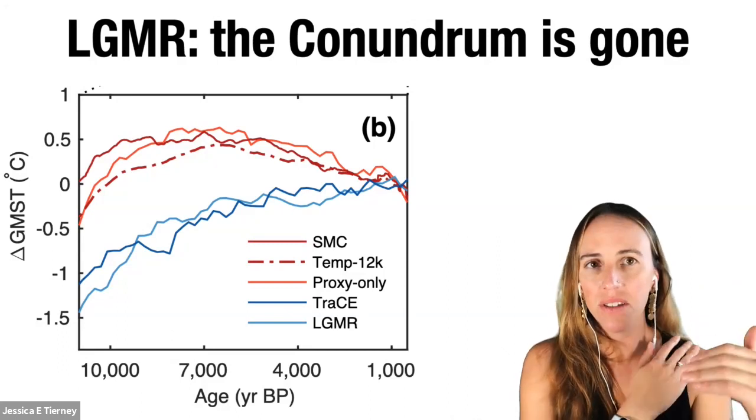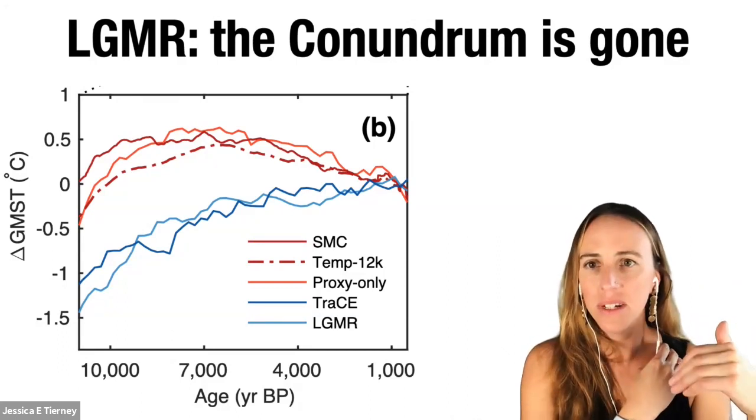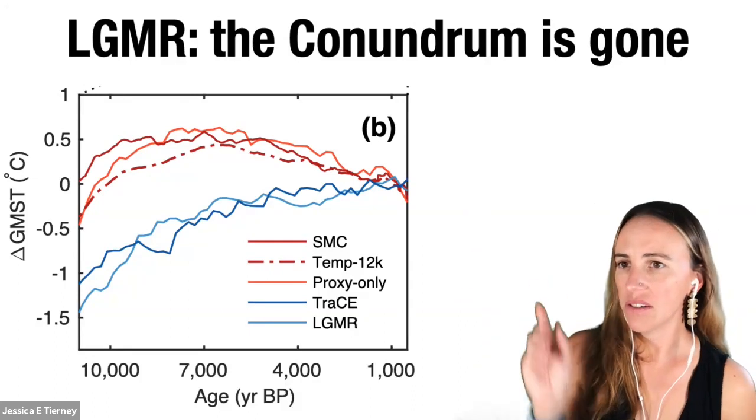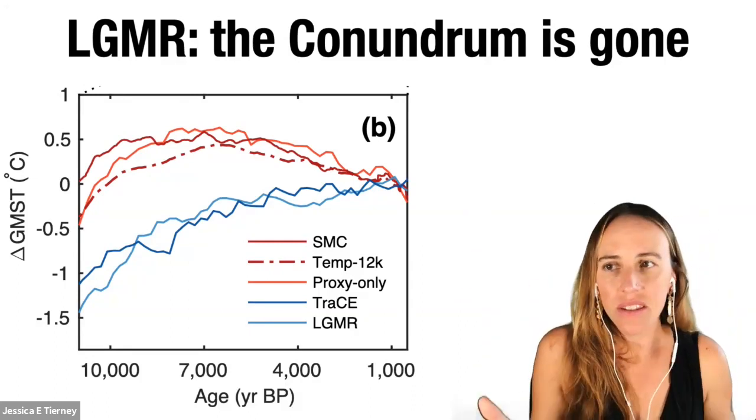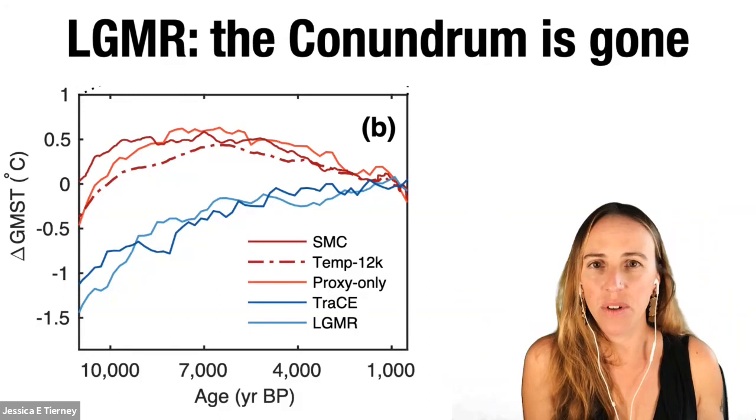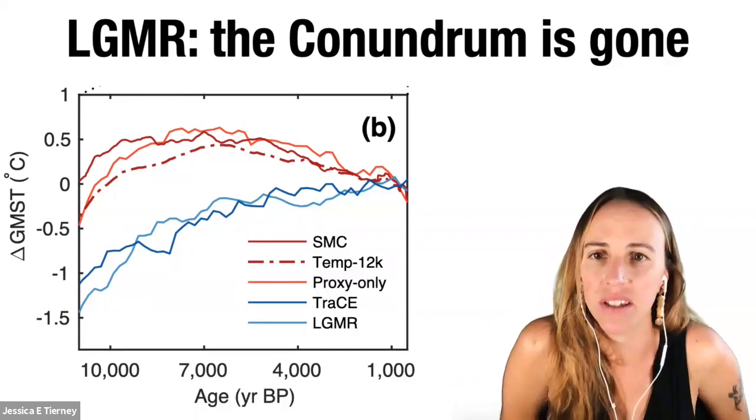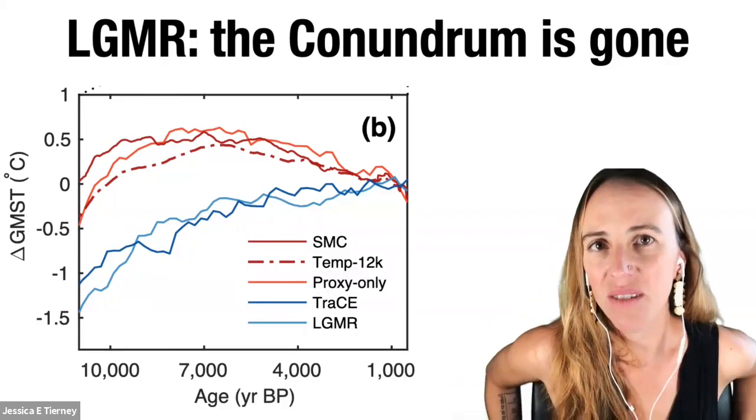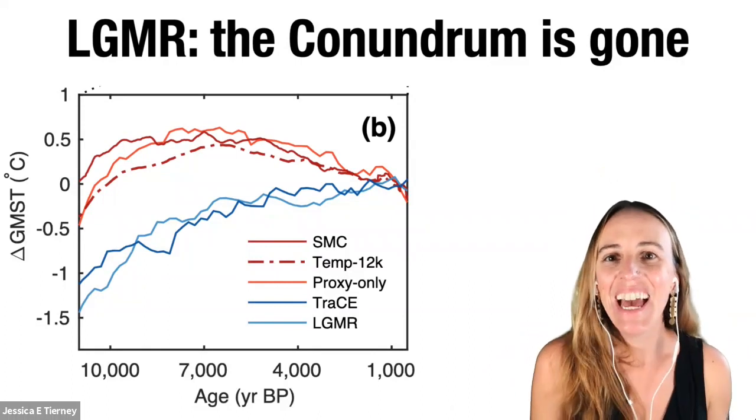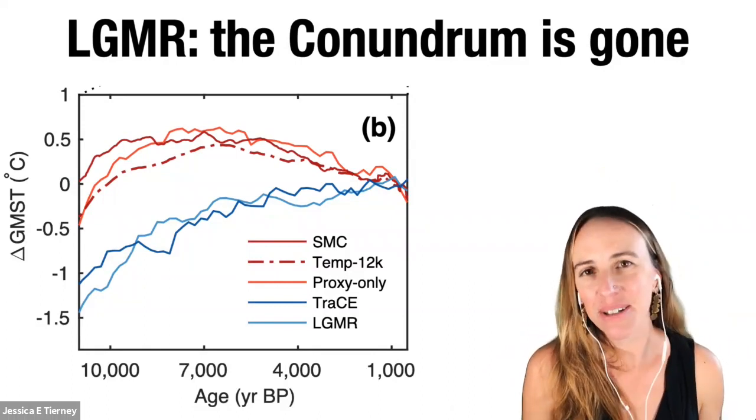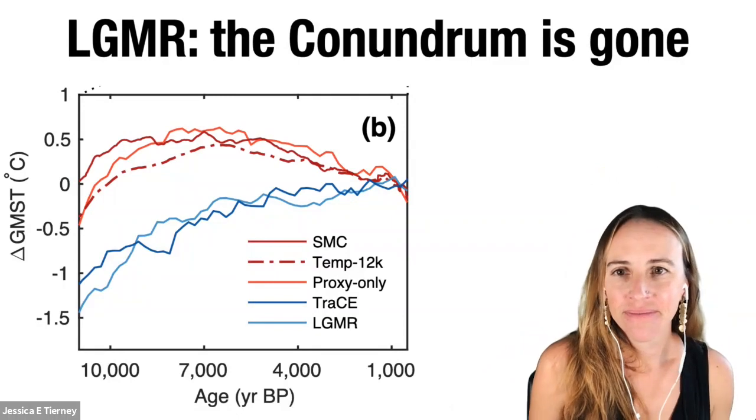So taking those records out, they're also out of our proxy-only reconstruction, which is the lightest red here. You can see it's still there. The early Holocene warmth is still there, even with those two records kicked out. So although I wanted that to be the easy solution, it turns out that it's not.